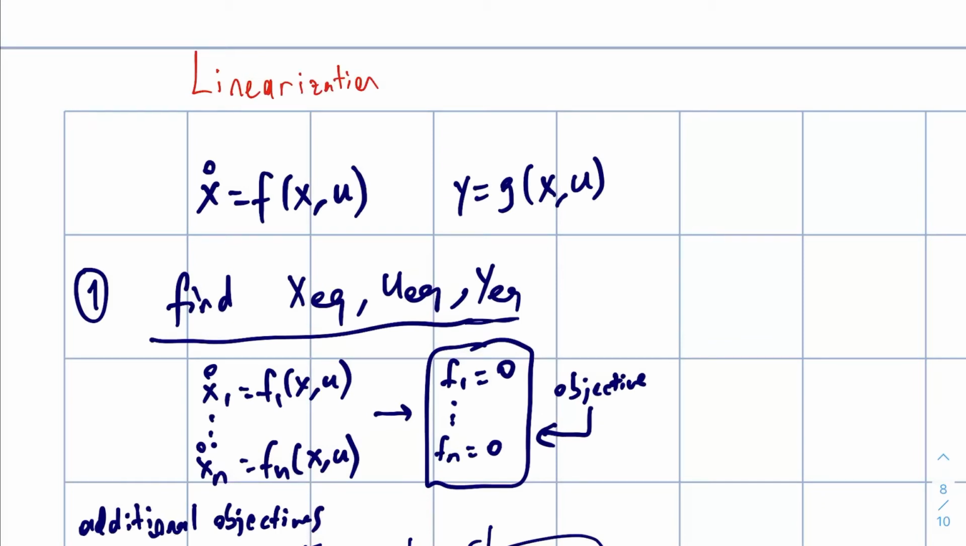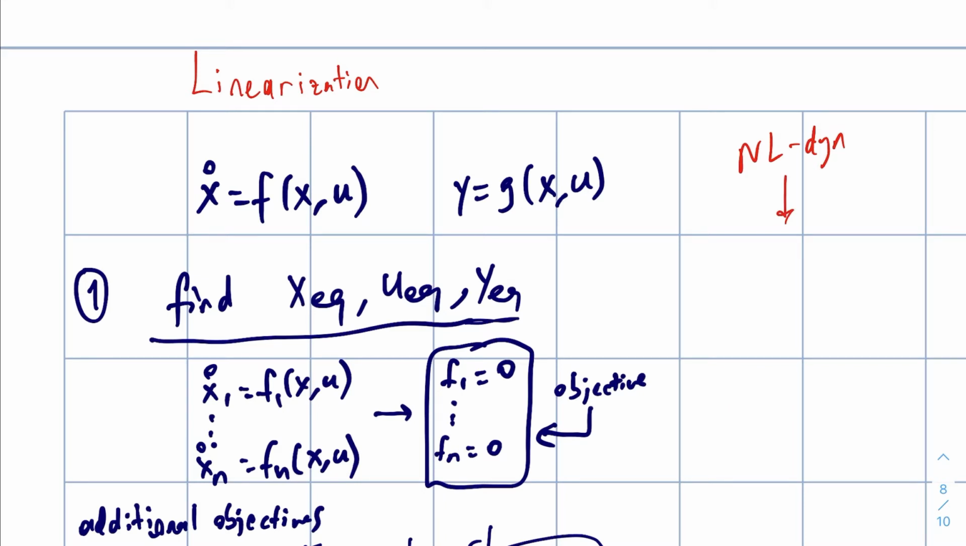What's up, everybody? Today we're going to talk about a very important subject, which is linearization for a given nonlinear dynamical system. Let me say a couple of words on what we're going to do today. We have a nonlinear dynamical system that has inputs, states, and outputs, and then we will try to find the equilibrium points.